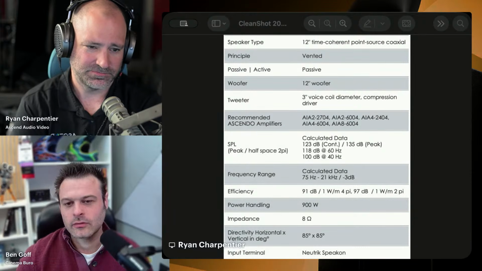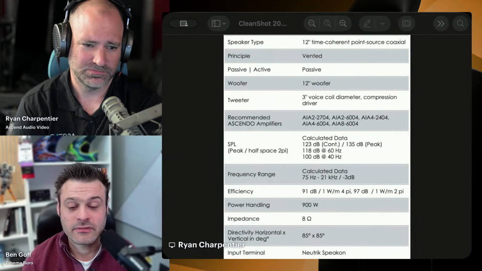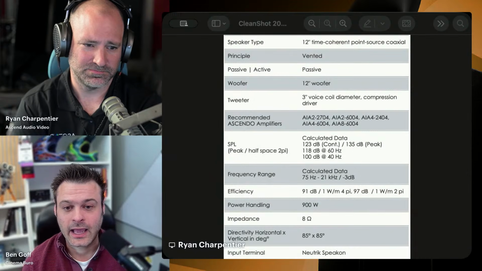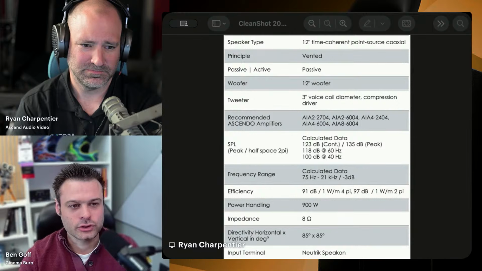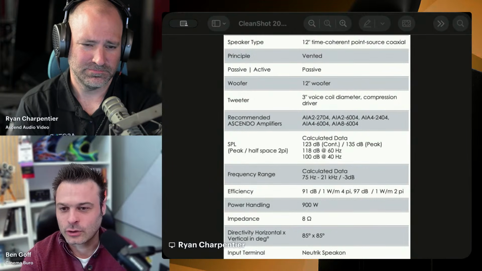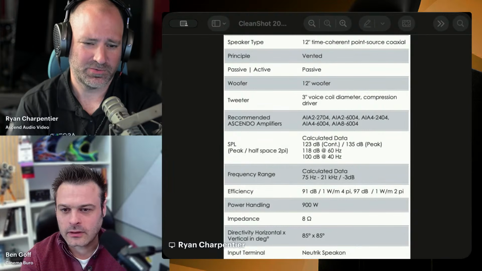Sure. Now, the difference here is that some of this data is great. And so we can see, right, let's look at SPL straight there, okay? He is telling us that these are peak levels in half space. So it's a 2 pi calculation. I'm not sure we've discussed why this is called 2 pi. Well, let's talk about that real quick.